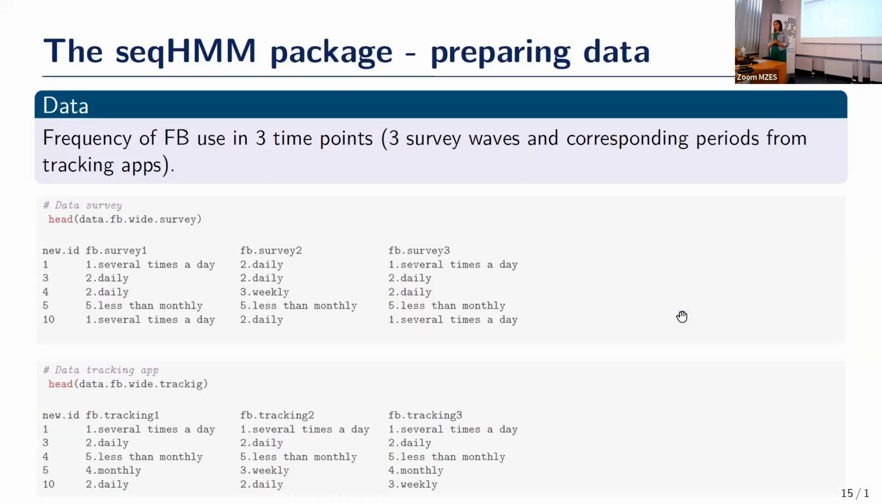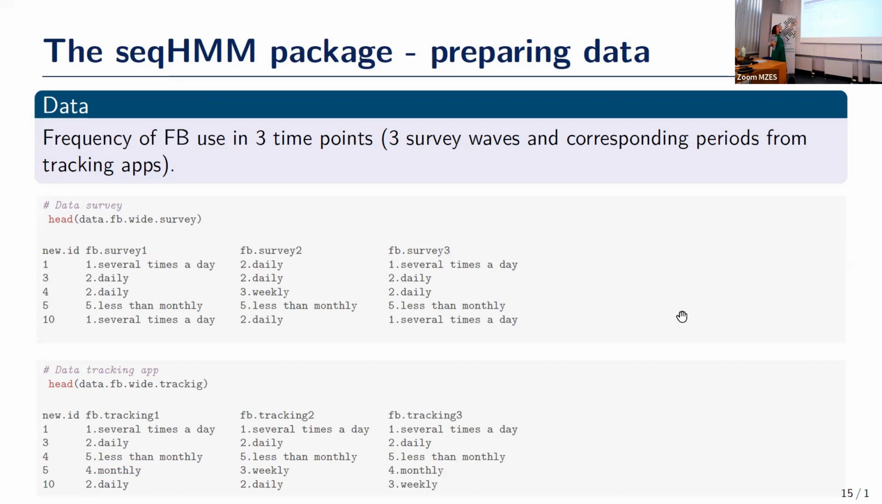So with the SecHMM package, the project I mentioned already is what I used as data. In this analysis, it was frequency of Facebook use at 3 time points, the three survey waves, and then we took the tracking app data and matched it to the survey waves, more or less. So there were periods of 10 days around when the actual survey wave took place, and then there was another survey wave 2 weeks later, and it was those 10 days around that moment when the survey took place, and the same for the 3rd time point.